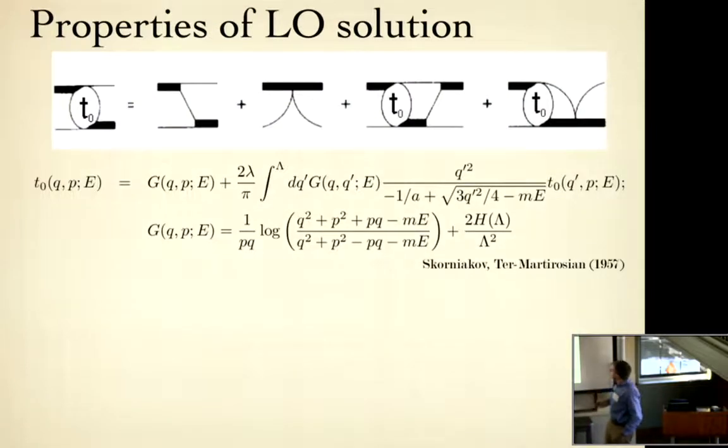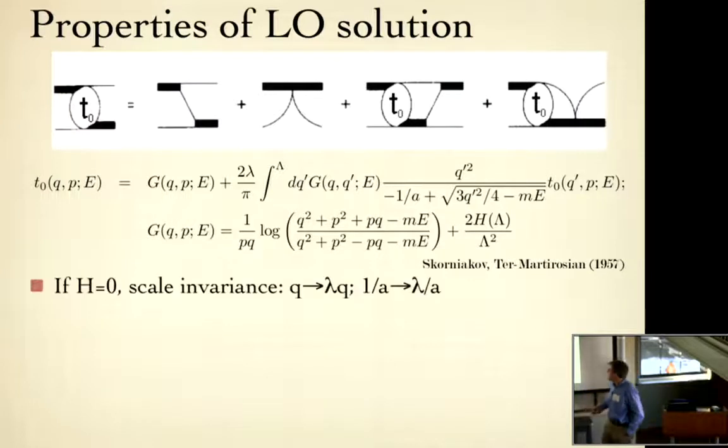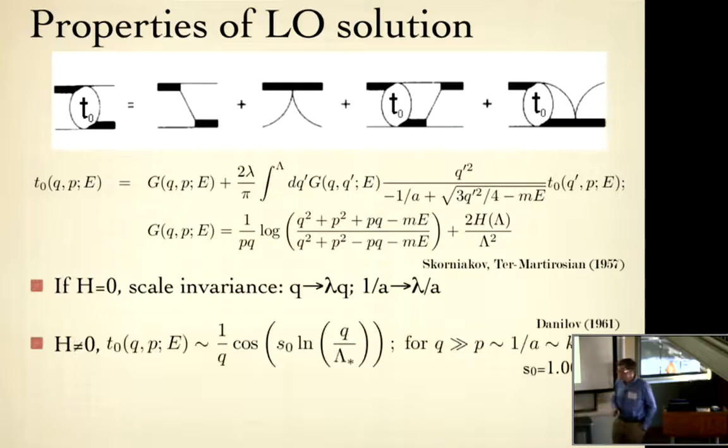So this is the equation, and this is a modified form of one written down by Skorniakov and Ter-Martirosian in 1957. This has continuous scale invariance if h is 0, h being this additional parameter that describes the strength of the atom-dimer interaction. And if h doesn't equal 0, that continuous scale invariance is broken to a discrete scale invariance.